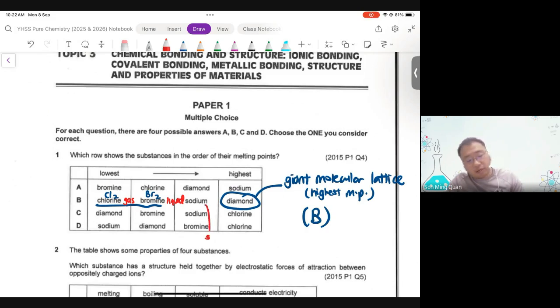Finally, sodium is a solid, all right? Even though sodium doesn't have a high melting point, it's still higher than bromine because sodium is a solid at room temperature. Now, sodium obviously is a metal, so sodium has a giant metallic lattice structure with strong electrostatic forces of attraction between the delocalized electrons and the positive ion of sodium.